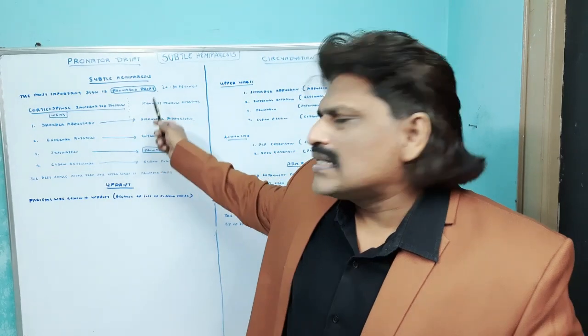Today we are going to talk about a very interesting topic, the subtle hemiparesis. If the hemiparesis is obvious, it is easy to diagnose. But when there is subtle hemiparesis, how are we going to diagnose? We can diagnose subtle hemiparesis by a method known as pronator drift. So what is this pronator drift?